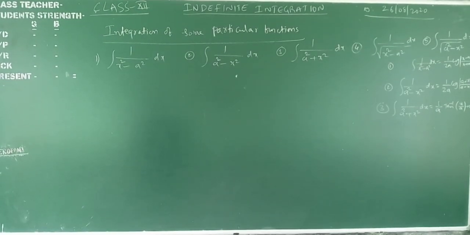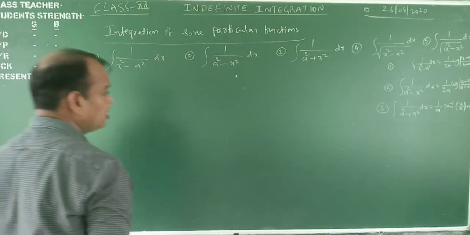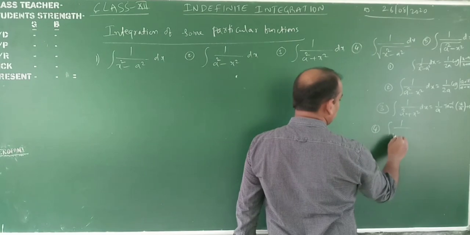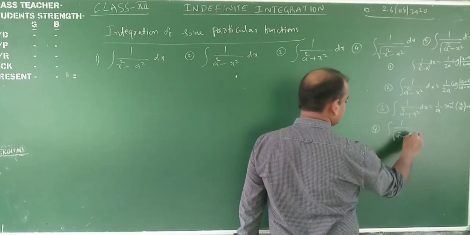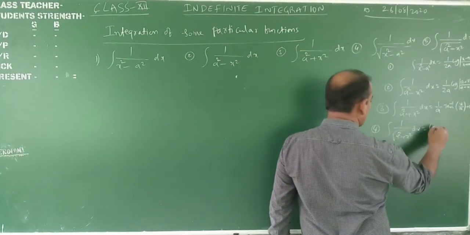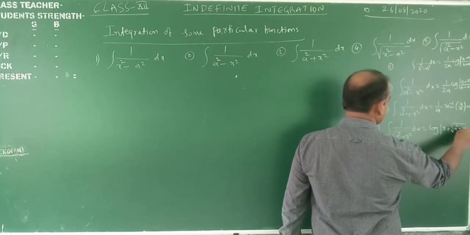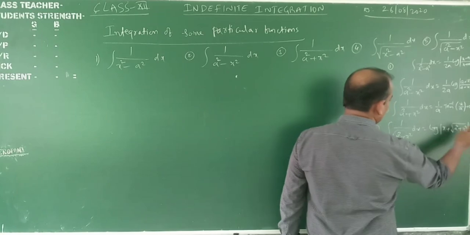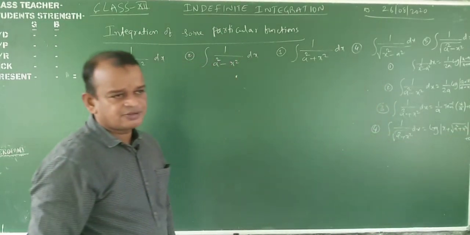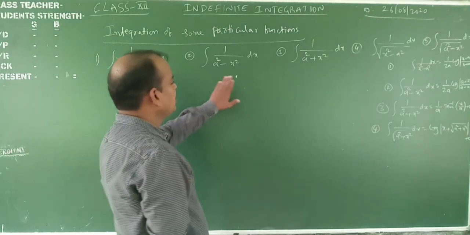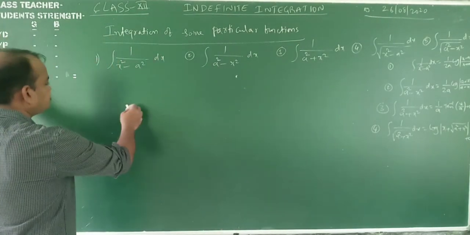Okay, my dear students, we are going to the next problem. Fourth one, integral of 1 by root over a square plus x square dx. That formula is log mod x plus root over a square plus x square, or x square plus a square, whatever you write. Okay, no problem at all. Next we are going to the next problem.